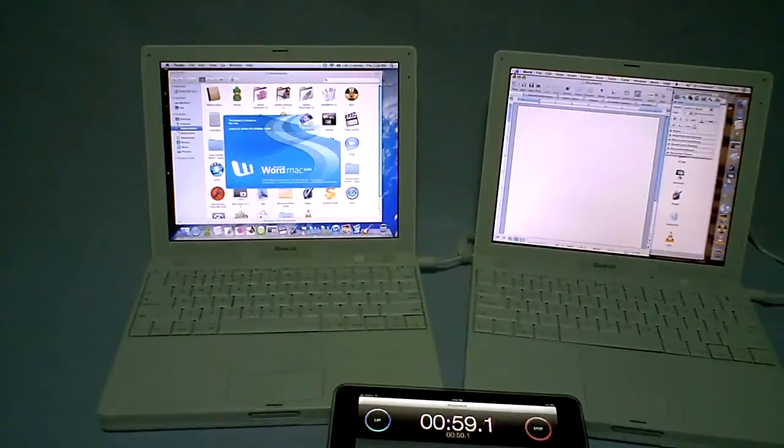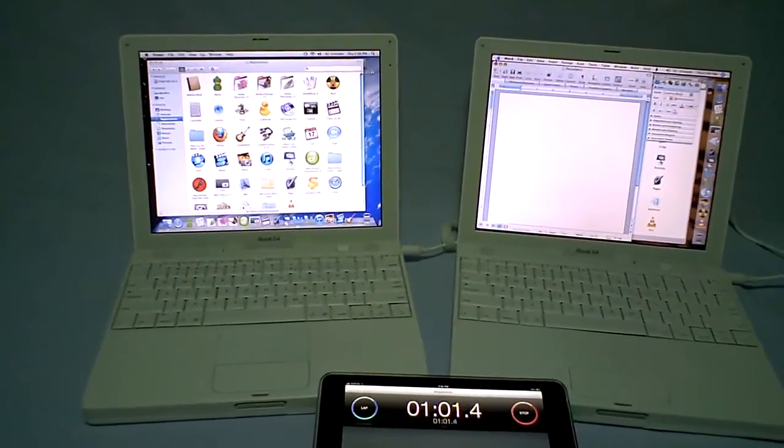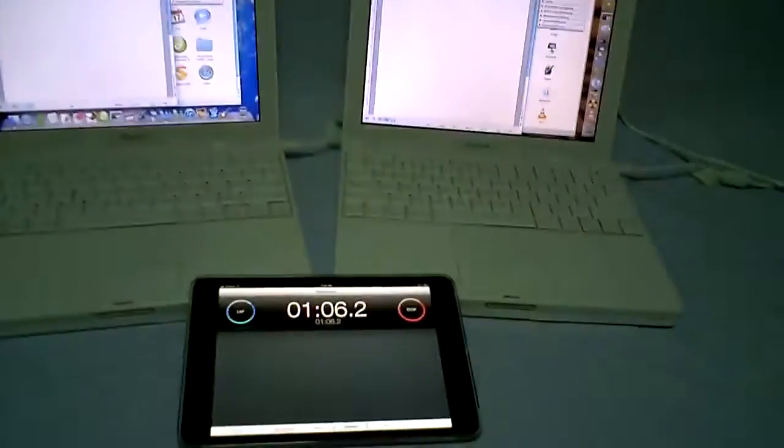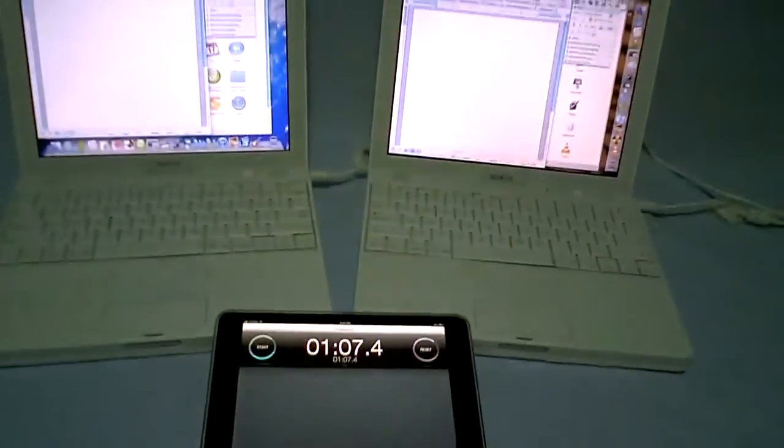Now we're waiting on Leopard, which has launched Word. There's the main window, there's the palette window. It's about 105.